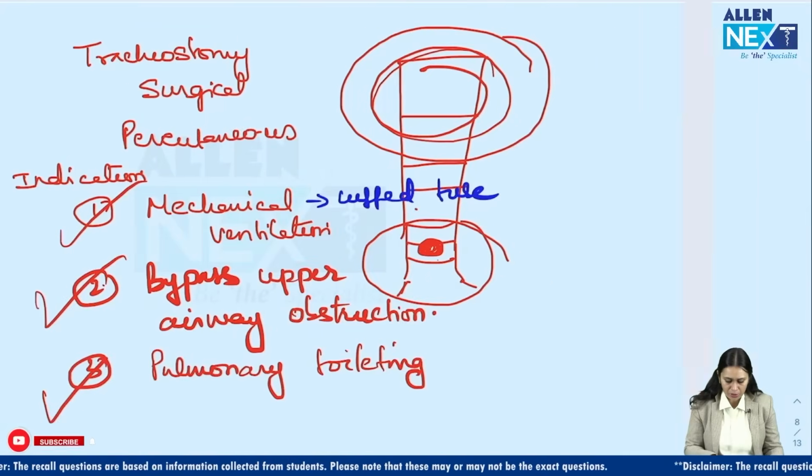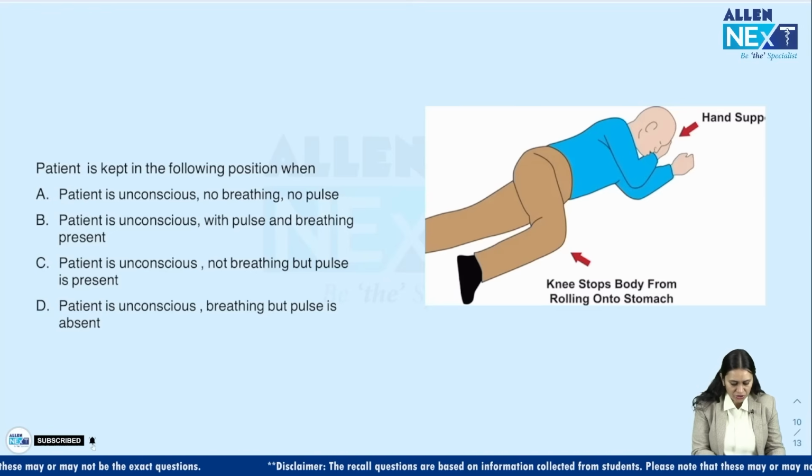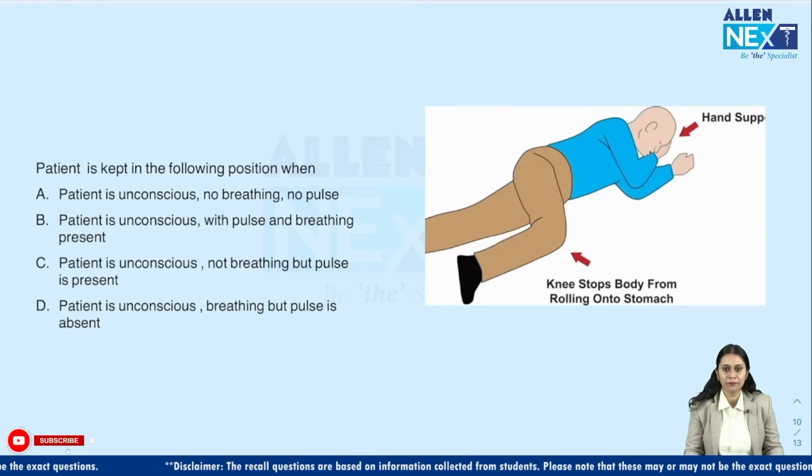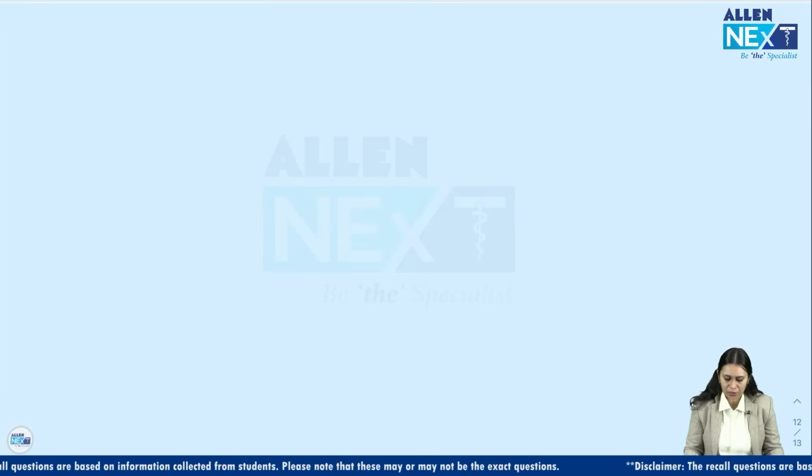Okay. Now coming to the third question, again a very expected question. This position was given, and they asked, when is the patient kept in the following position? You will wonder which topic this is from. Well, this is a BLS, basic life support question. I have discussed it so many times with you. We discussed this flow chart in basic life support: how to approach an unconscious patient.